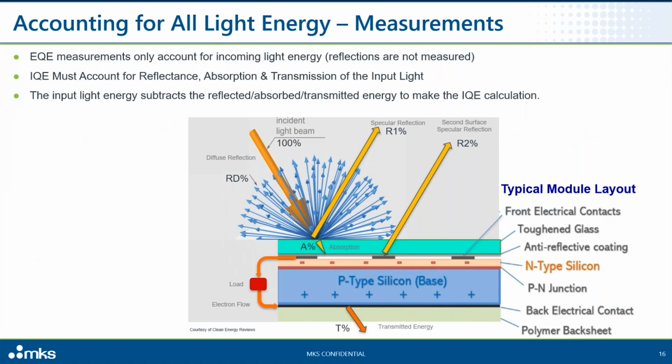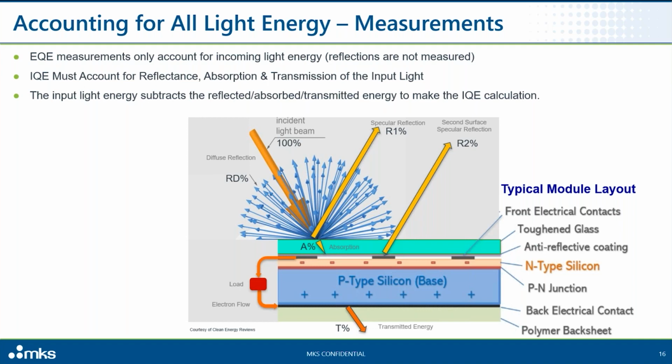So this would be, let's say, a cross section of a typical cell. And you can see that the incident light coming in is going to first strike the upper glass surface. This would be for a constructed module. That top surface reflection, which we have here as R1, is going to be a certain percentage depending on whether it's AR coated or not.